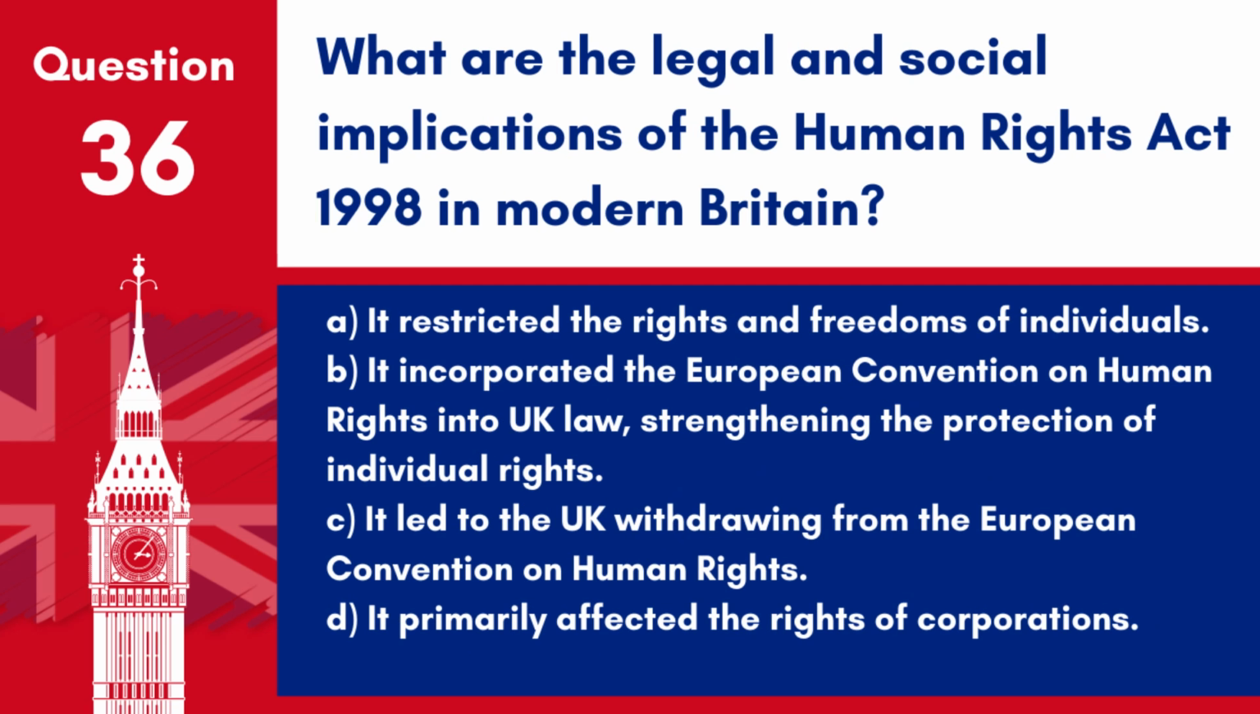Question 36. What are the legal and social implications of the Human Rights Act 1998 in modern Britain? A. It restricted the rights and freedoms of individuals. B. It incorporated the European Convention on Human Rights into UK law, strengthening the protection of individual rights. C. It led to the UK withdrawing from the European Convention on Human Rights. D. It primarily affected the rights of corporations.